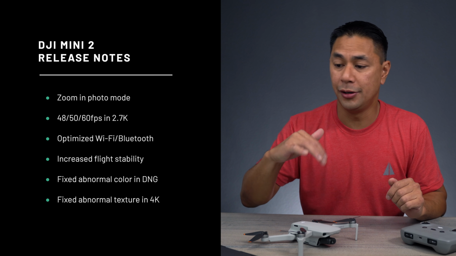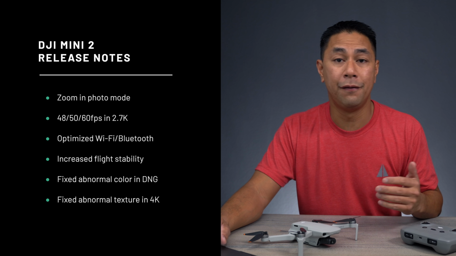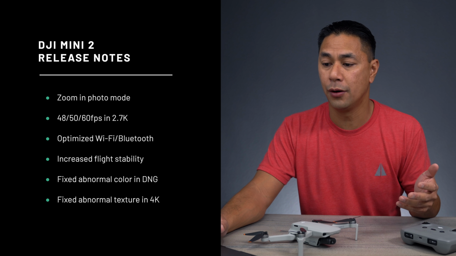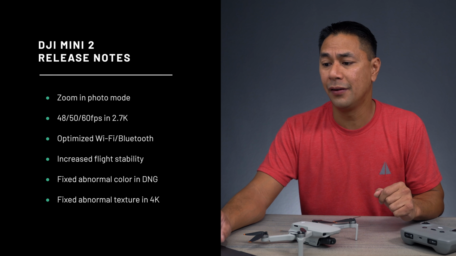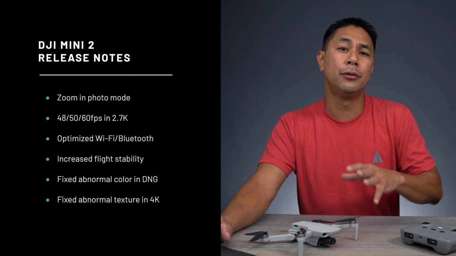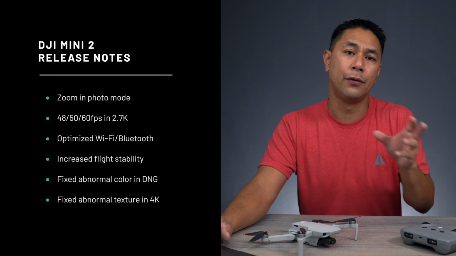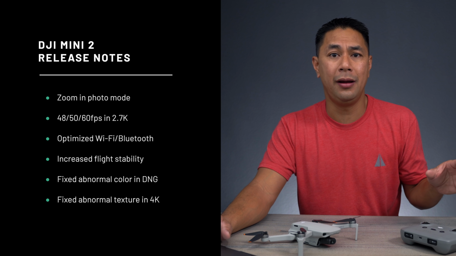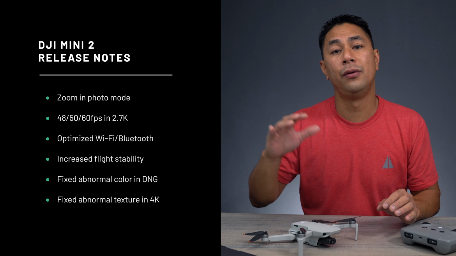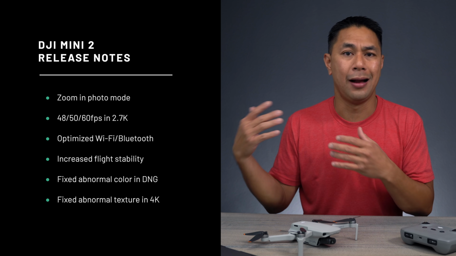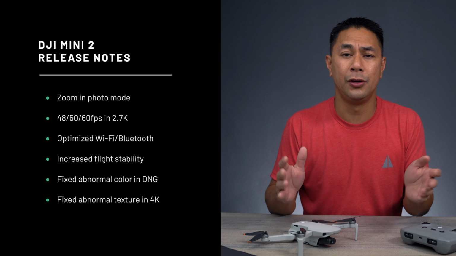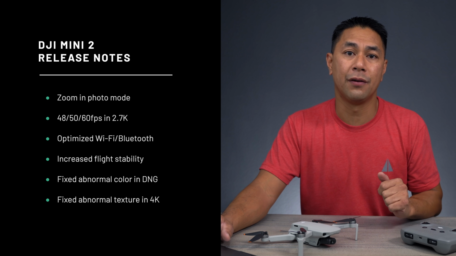But let's go through what they actually did update, which is the added zoom in photo mode. Before, you were only able to do zoom in video mode. Now you're able to do that in photo. They added 48, 50, and 60 frames per second shooting frame rate to the 2.7K. So the only way you were able to slow your video down is if you're shooting at HD or 1080p. They did have the 60 frames a second there. Now, thankfully, they added it to the 2.7K. So you're able to shoot at a higher quality video, as well as now you're able to slow that video down if you wanted to by shooting at something like 50 or 60 frames a second.